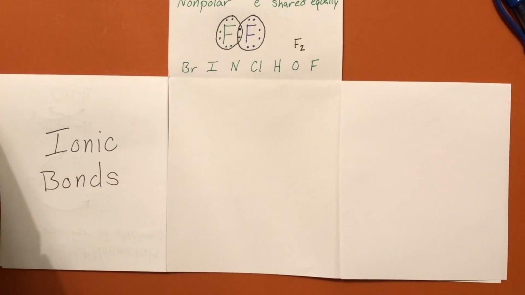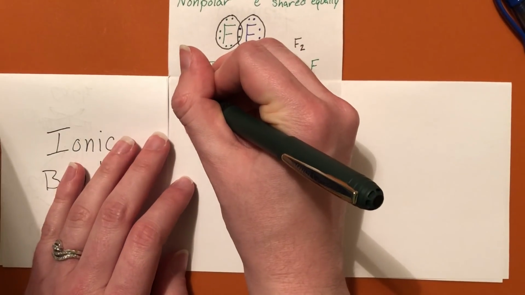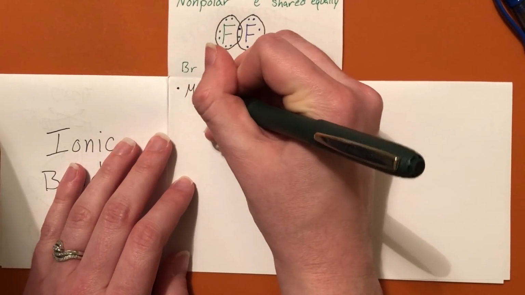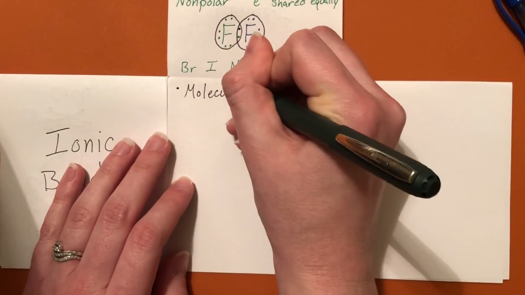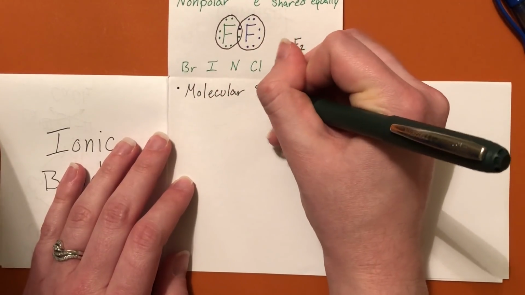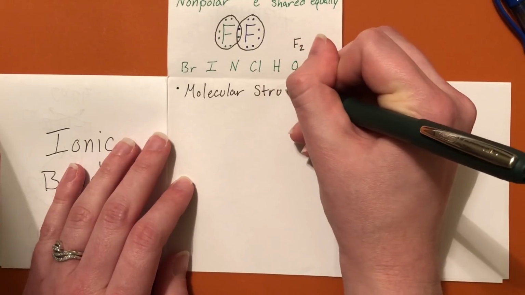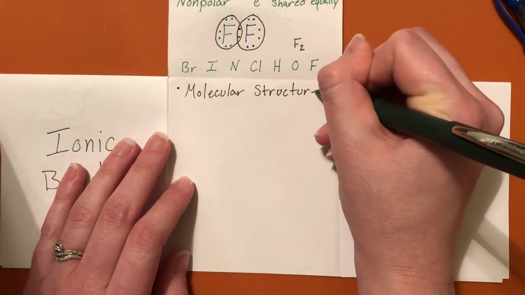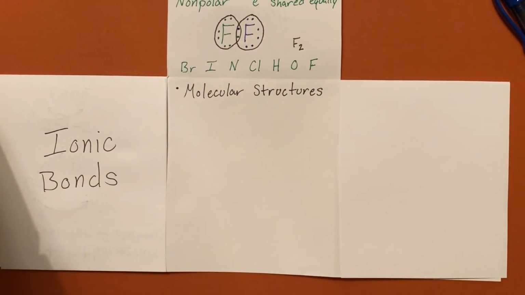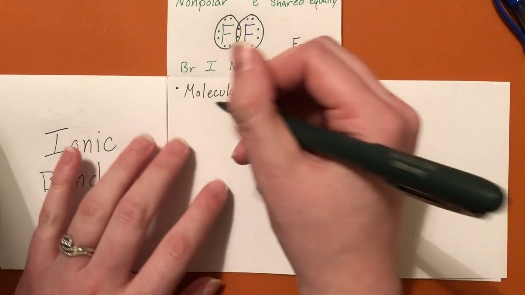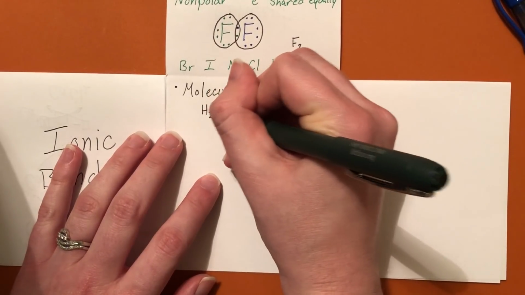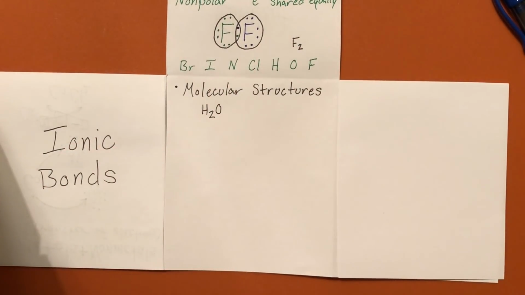So, moving on to the different properties of covalent bonds. We talked about ionic bonds having network structures. Well, covalent bonds form molecular structures. So we've talked about water, for example, H2O being a polar molecule.